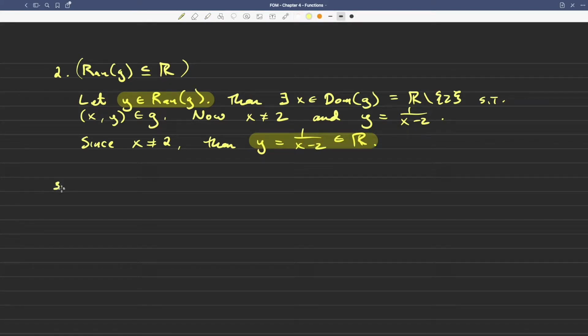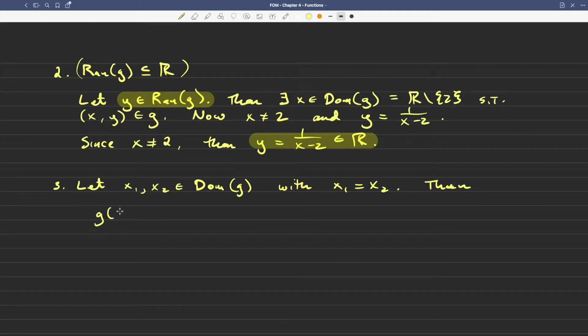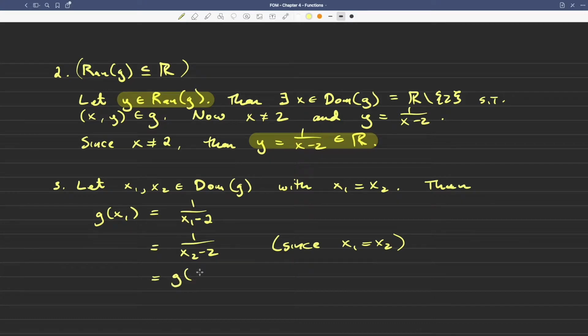Okay, then the third thing we need to do here is to prove the function property. So we're going to start off by saying, let's let x1 and x2 be in the domain with x1 equal to x2. Then we know that g of x1, according to the definition of the function, would be 1 over x1 minus 2. But because x1 and x2 are equal, this is equal to 1 over x2 minus 2, which in turn is equal to g of x2.